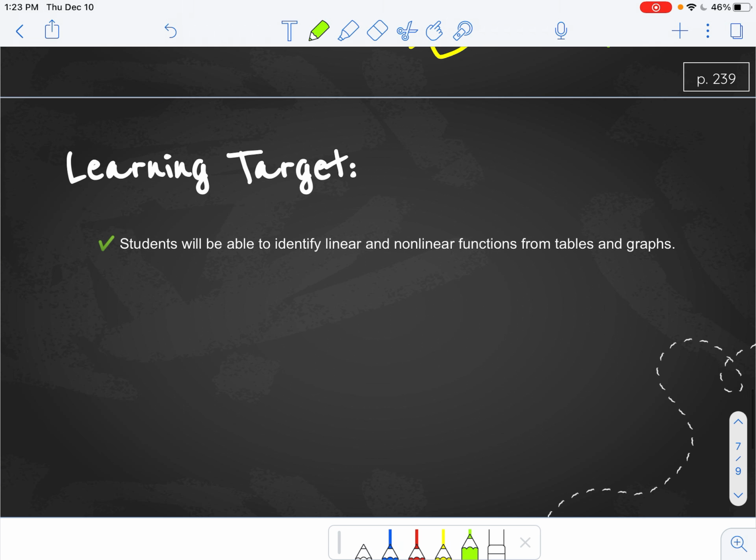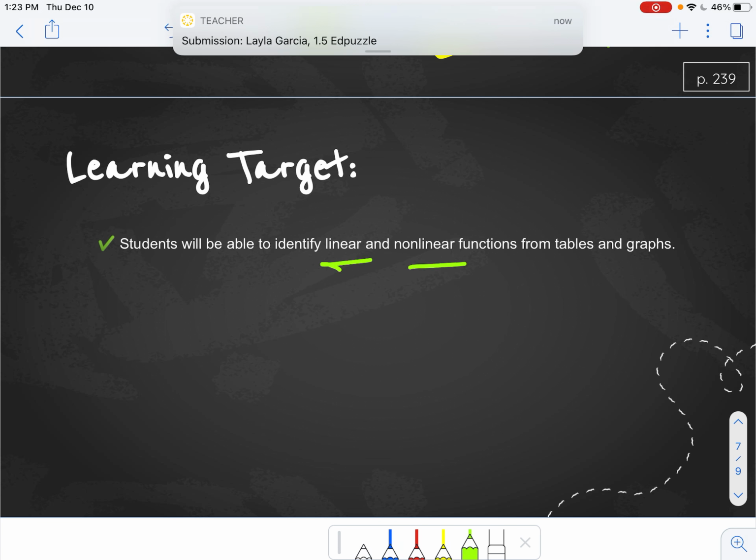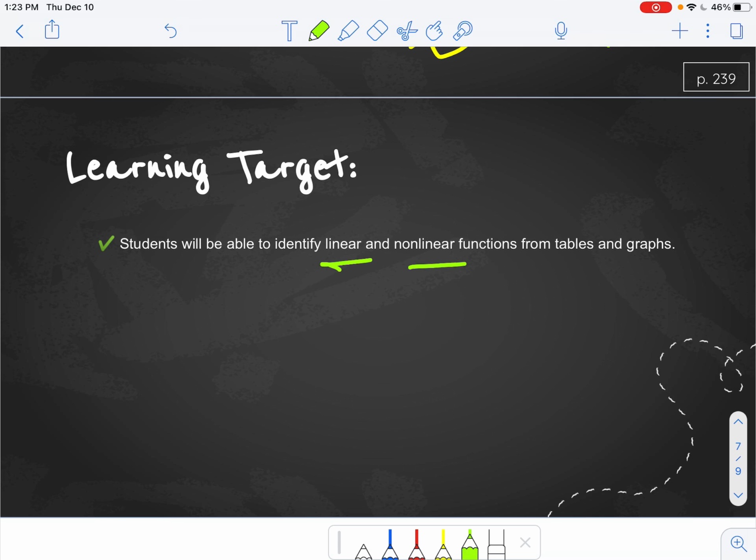So our learning target today was: students will be able to identify linear and nonlinear functions from tables and graphs. Well, we looked at a couple tables and we said, look, just look at the difference between each of these x values, look at the difference between each of these y values. If we have a consistent difference with our x's and our y's, then we're looking at a linear function, because that means it's keeping that straight line.